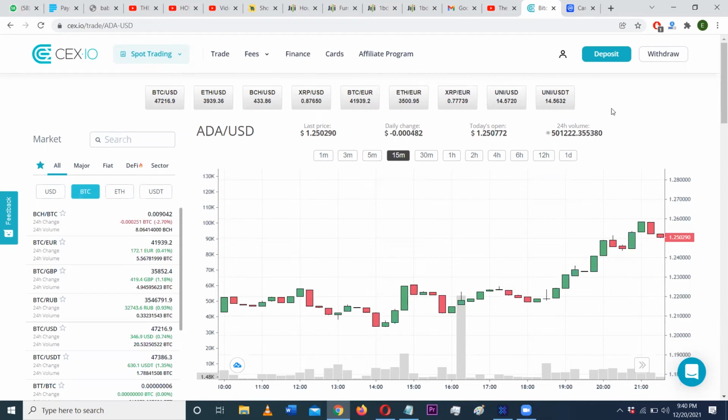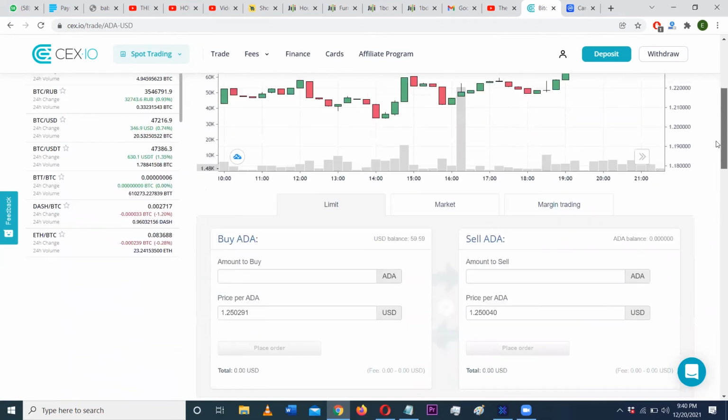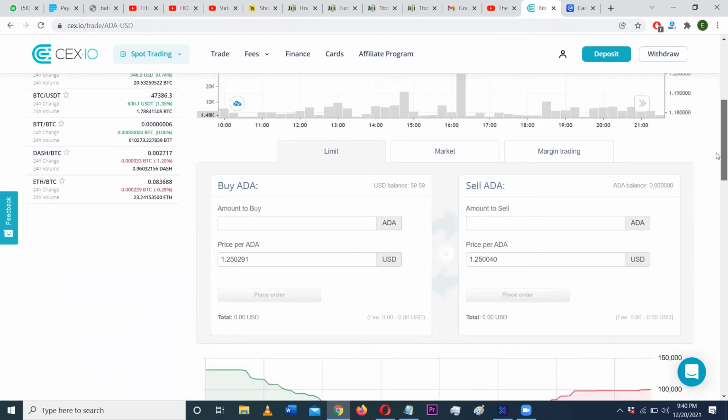This is the current price, right? So I'm coming here. I'm buying ADA with all the dollars in my account, which is 59.59. It used to be $60, but the plenty of transactions I've done have chopped some small coins from it. So buy USD balance, I'm buying it. The price of Cardano is 1.25, right? So if I buy $59 worth of it, I'll get 47 Cardano.